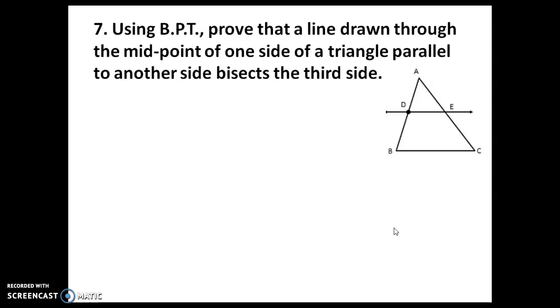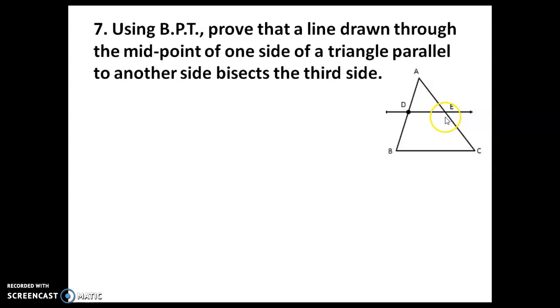Using BPT, prove that a line drawn through the midpoint of one side of a triangle parallel to another side bisects the third side. They are saying this is the midpoint of AB. Let's take D as the midpoint of AB. This is already given in the question, and DE is parallel to BC. We have to prove that AC is bisected by E, that is, E is the midpoint of AC.